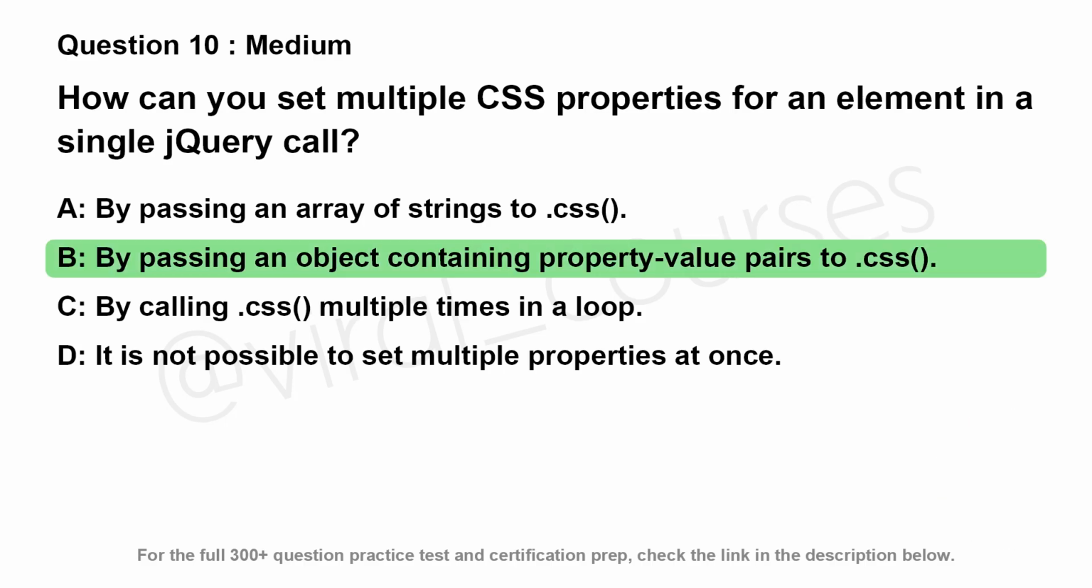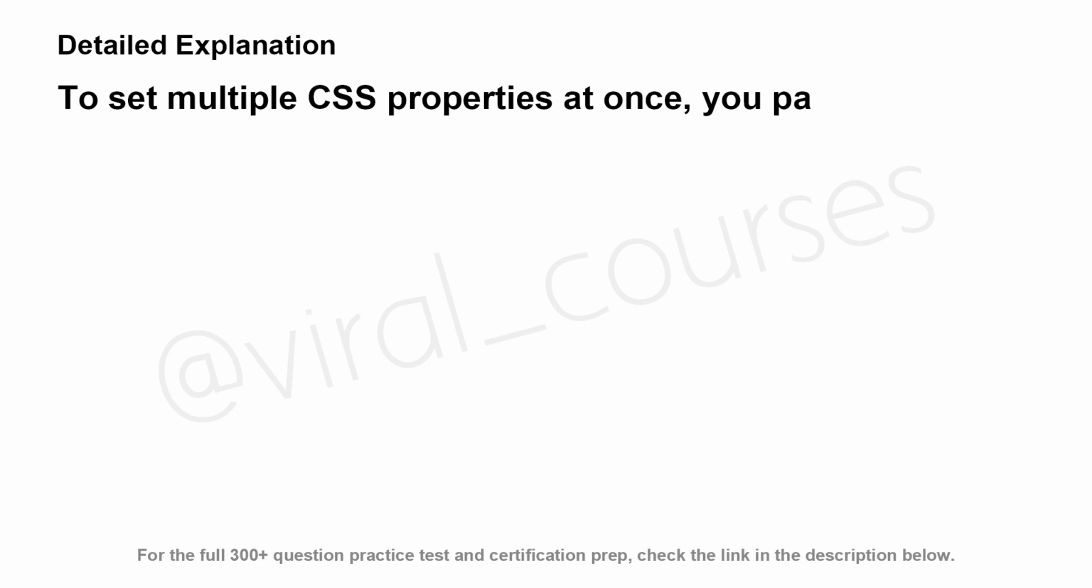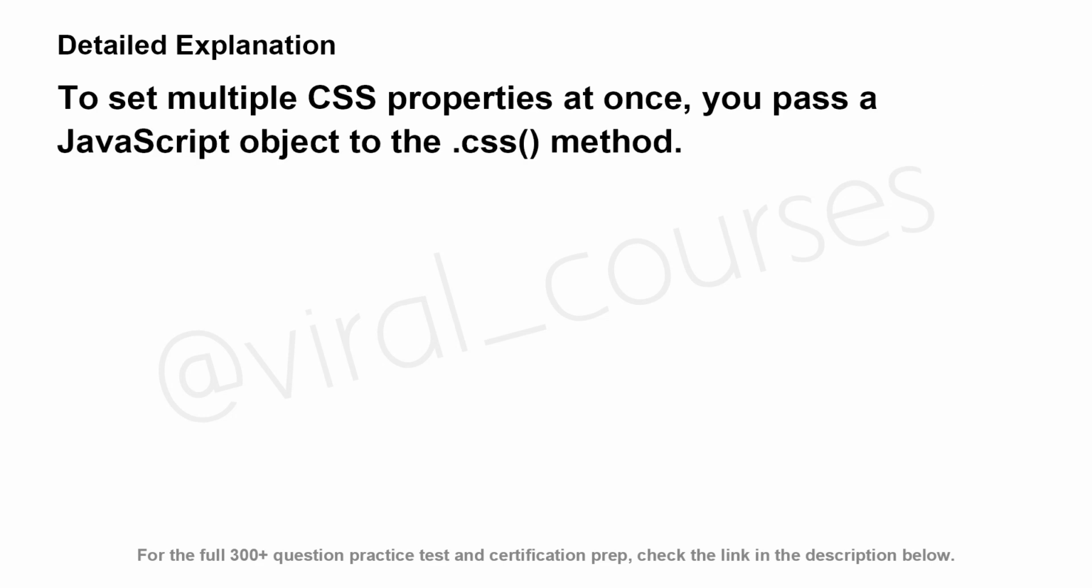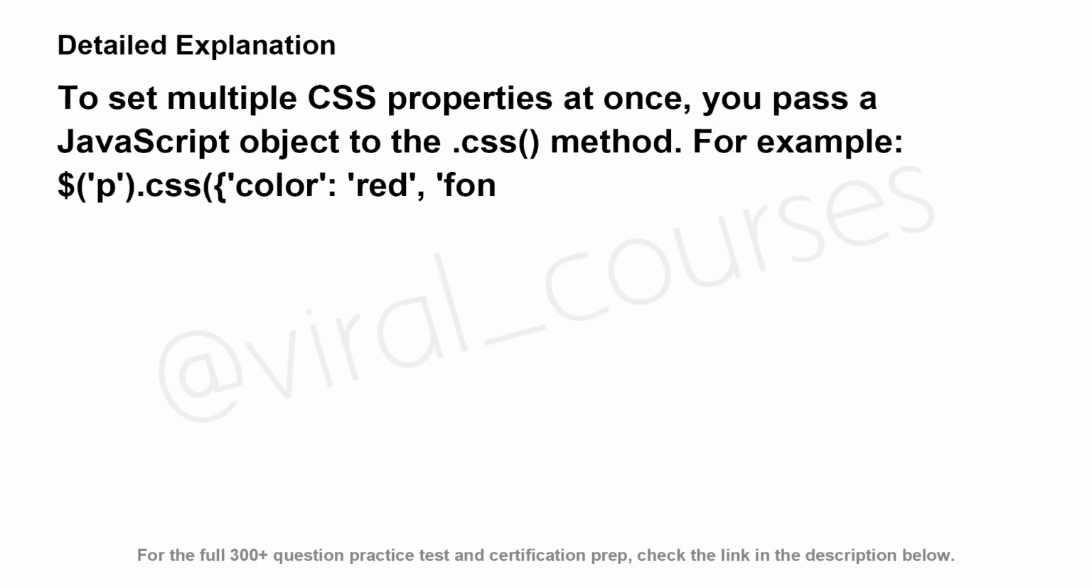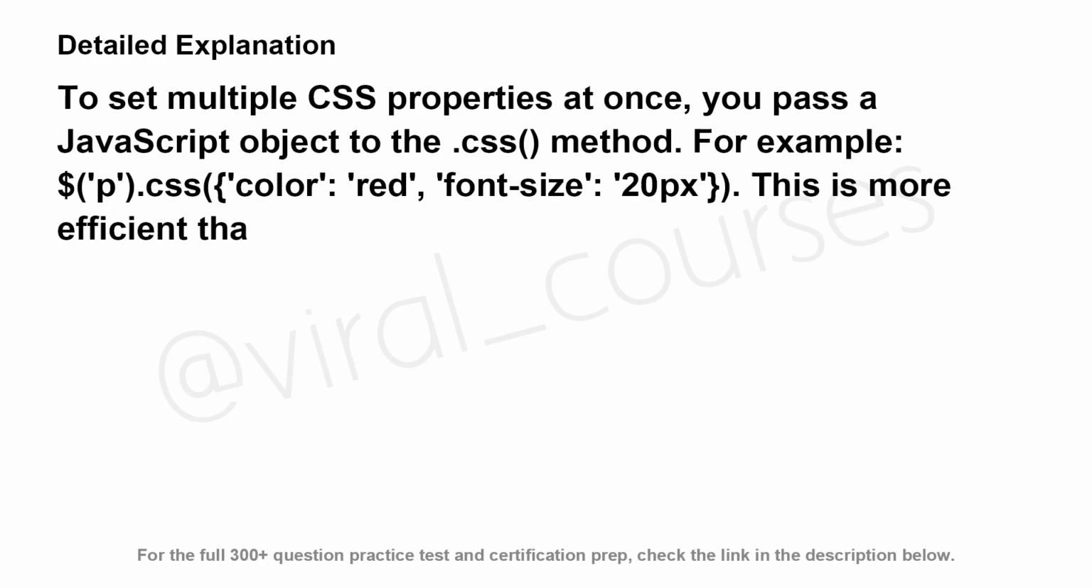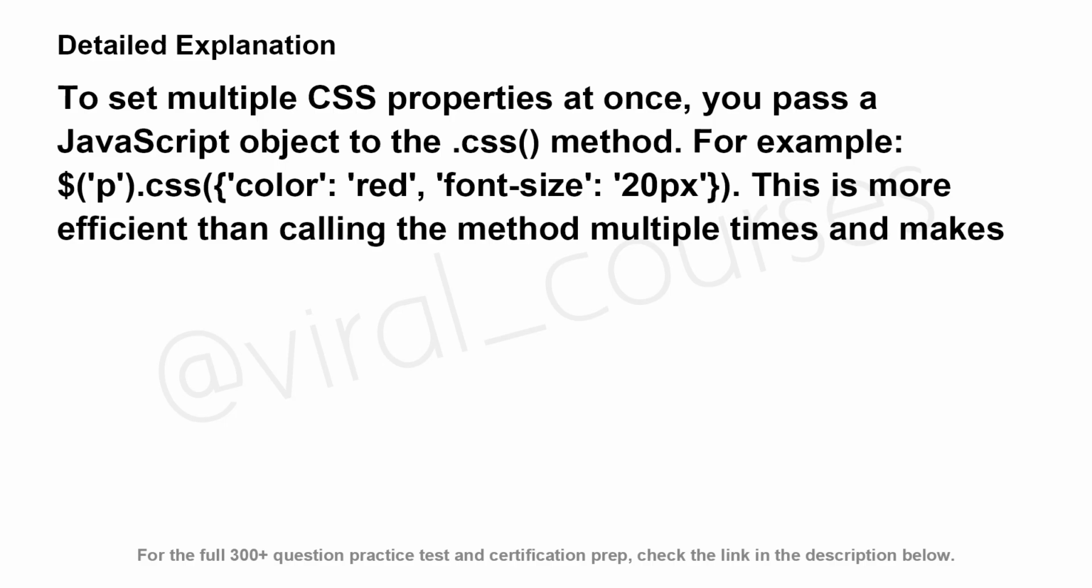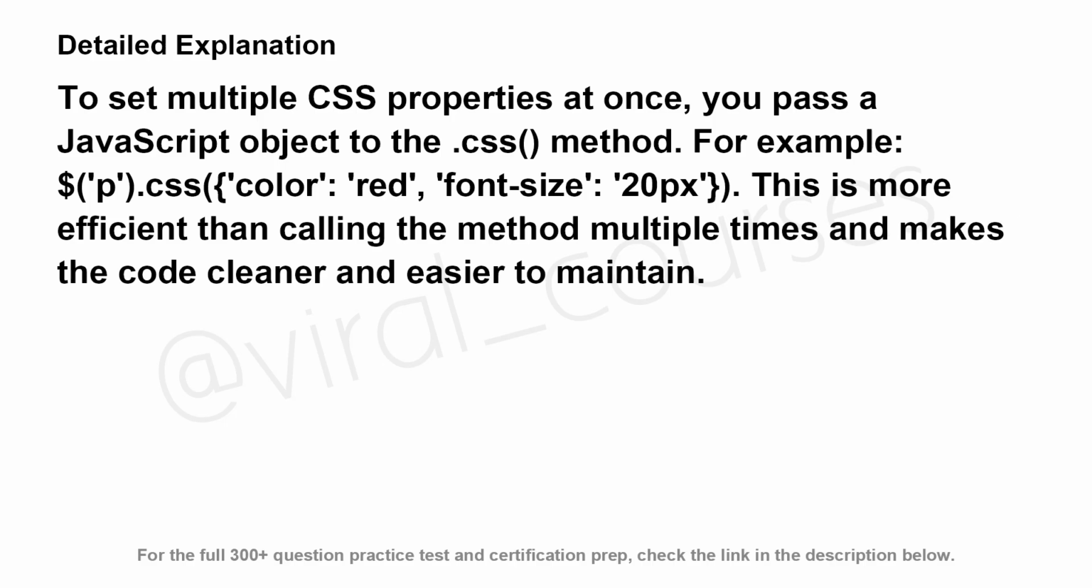The correct answer is B. To set multiple CSS properties at once, you pass a JavaScript object to the .css method. For example, $(p).css({color: red, font-size: 20px}). This is more efficient than calling the method multiple times and makes the code cleaner and easier to maintain.